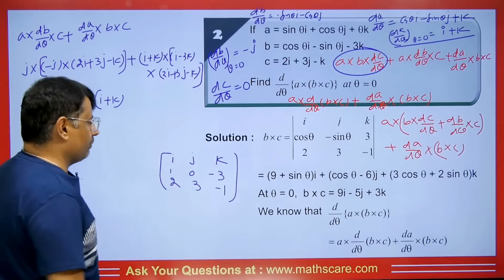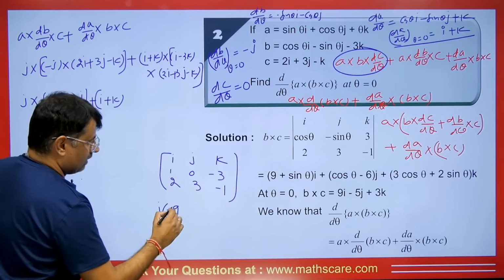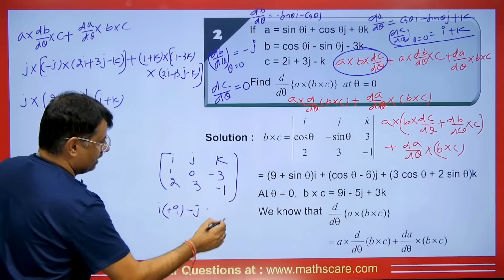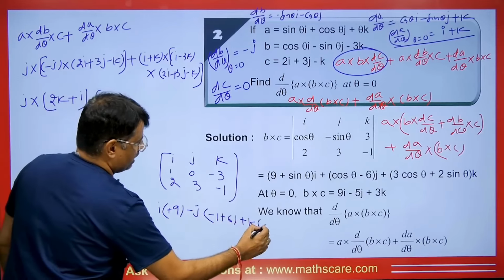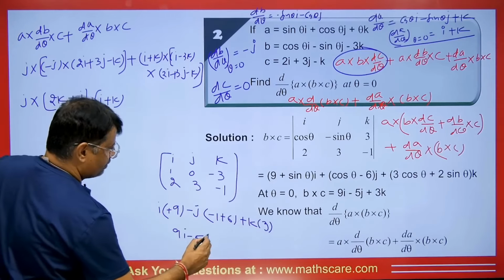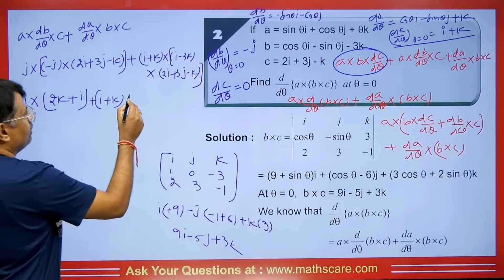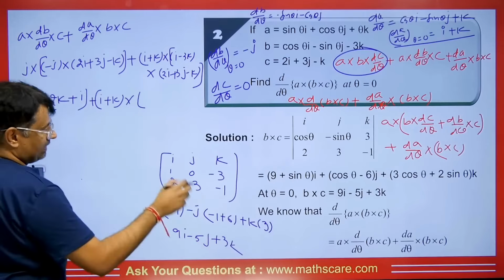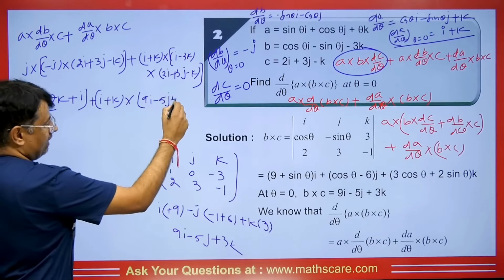And when you calculate the value of this, what will we get? We will get minus 0, then this will be plus 9, and minus j. After that we get minus 1 plus 6, and plus k, this will be 3. When you observe this, it will be 9i and minus 5j and plus 3k. Then we will put this value here, then I will write cross. What value do we get here? 9i minus 5j plus 3k.